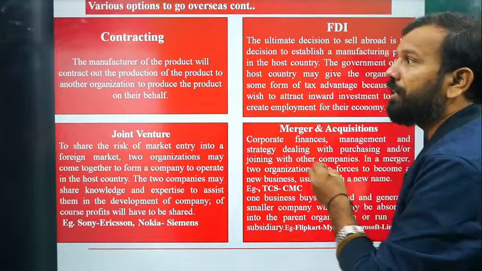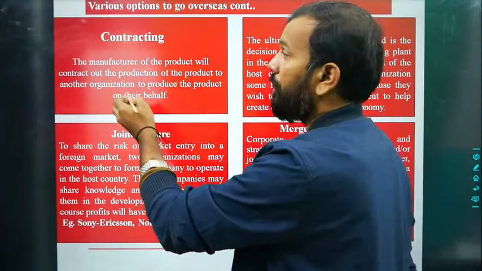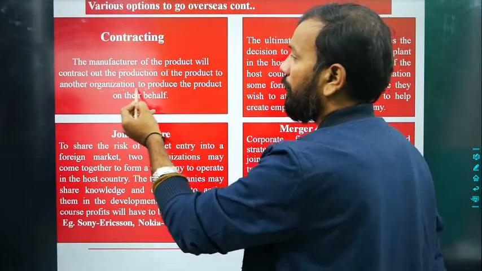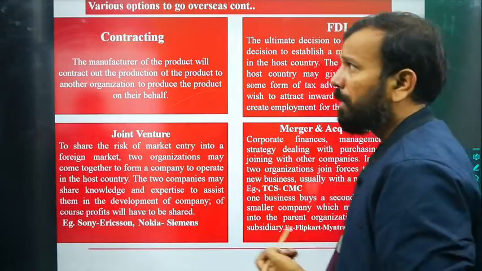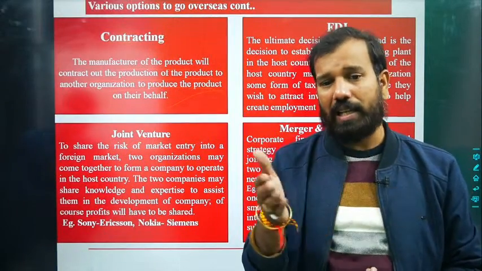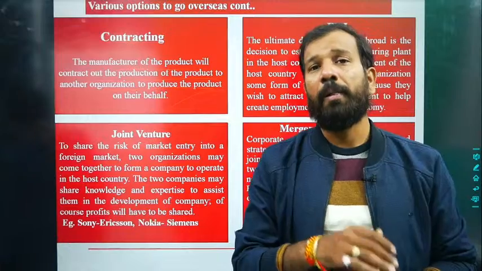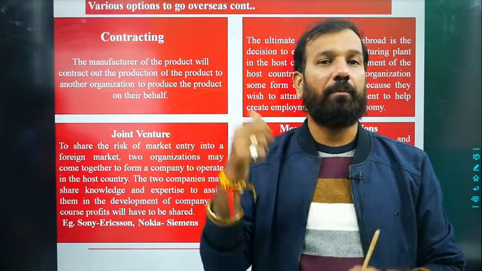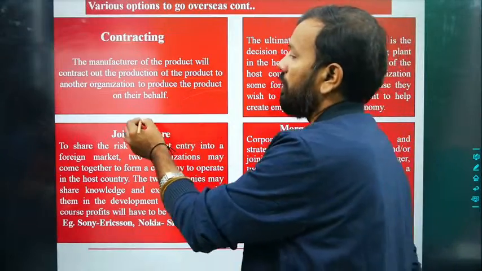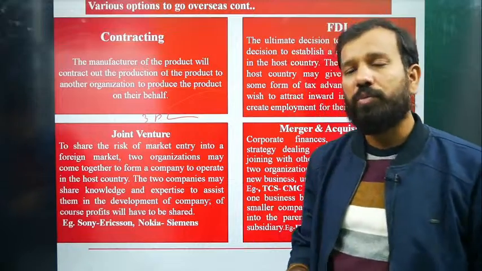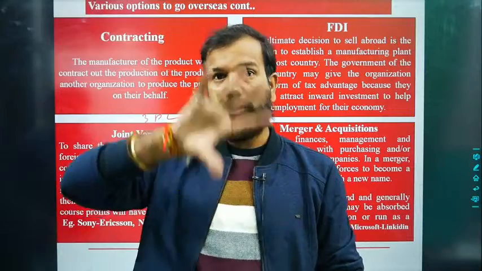Next is contracting. The manufacturer of the product will contract out the production of the product to another organization to produce the product on their behalf. So it's a very common phenomenon that is called contracting. In the last 10 to 15 years we have seen that most companies are working on contracting. What they are doing is called 3PL, third party logistics, and fourth party logistics. It means we can outsource certain work. We can give certain work to different countries.